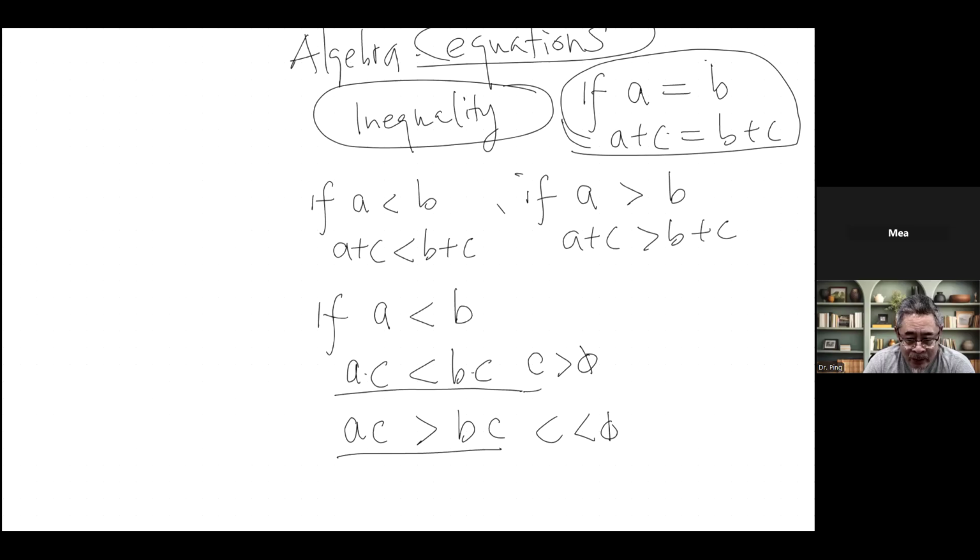Now, of course, we could be starting with something is greater than. If that's the case, then A times C is greater than B times C, as long as C is greater than 0, we're fine. But if not, if C is less than 0, then A times C will have to flip it when compared to B times C.